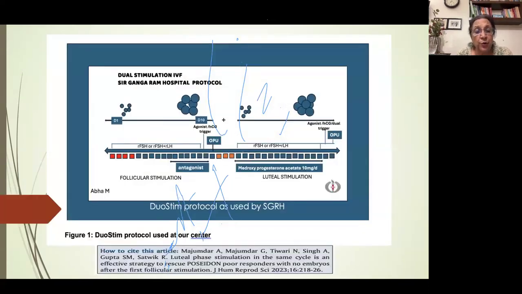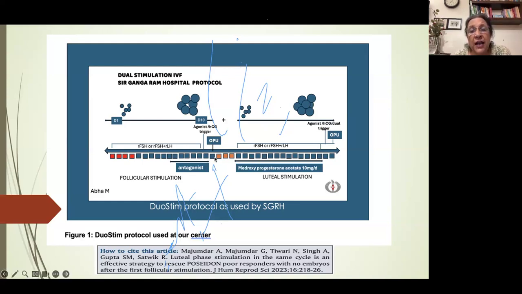So this is our stimulation protocol, which is published also, dual stimulation IVF, Sir Gangaram Hospital protocol, where we used just recombinant gonadotropins like we use for all our stimulations, either with LH or without LH. Our doses are 300 units for poor responders, so that we can trigger the growth of even smaller preantral or antral follicles, which we may have missed seeing on the ultrasound. And then we give antagonist whenever we feel that now it's either 5 days of stimulation or a follicle has started jumping up or LH is increasing. We normally have a flexible protocol for poor responders.